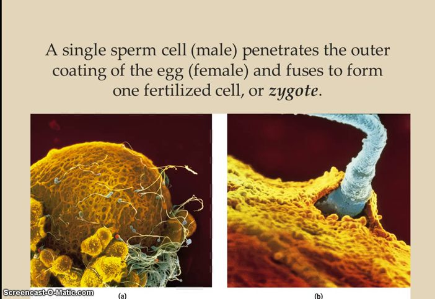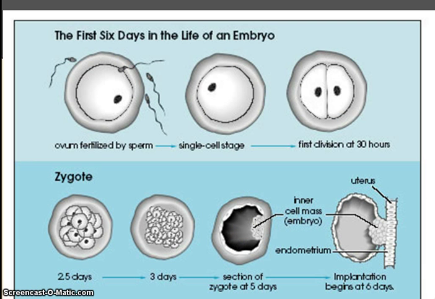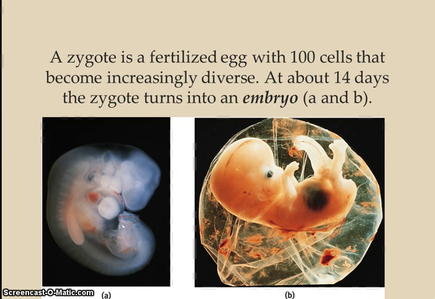Here you have a single sperm cell, which is male, penetrating the outer coating of the egg, the female, and it fuses to form that one fertilized egg, or the zygote. You can see again here the egg being fertilized, then dividing up, and the first division happens at about 30 hours. Then you can start to see the zygote phase, and at the very end you see the implantation beginning at about 6 days. A zygote is a fertilized egg with 100 cells that become increasingly diverse.